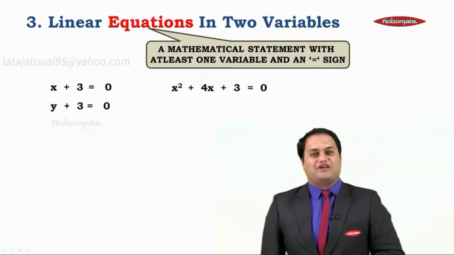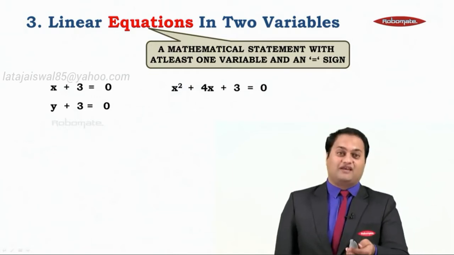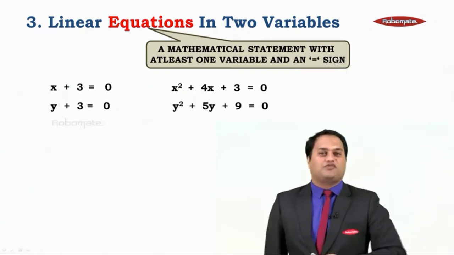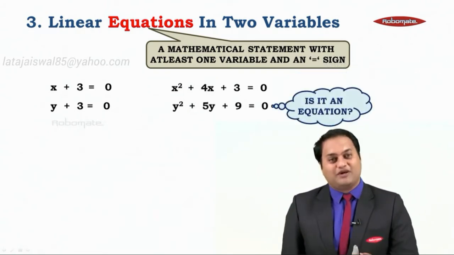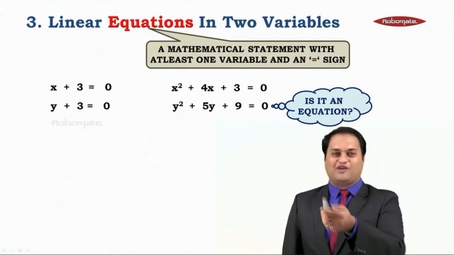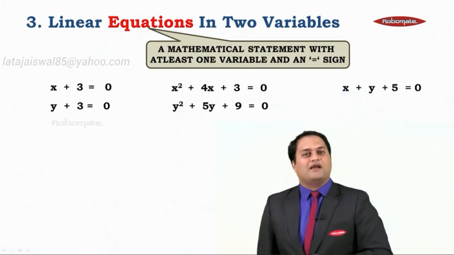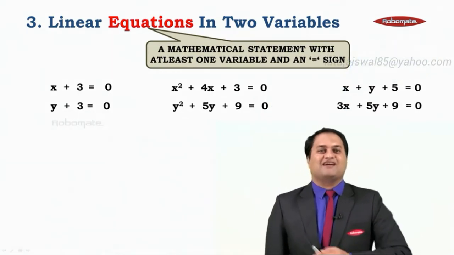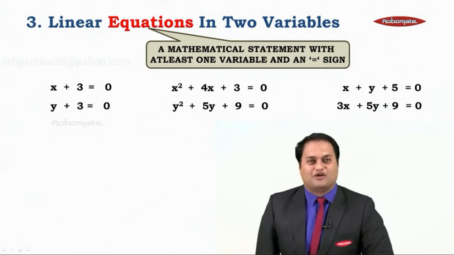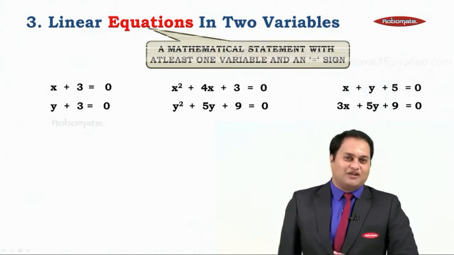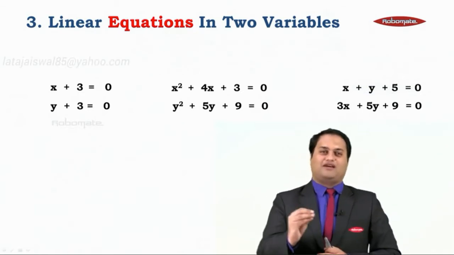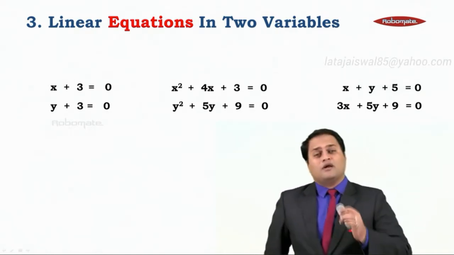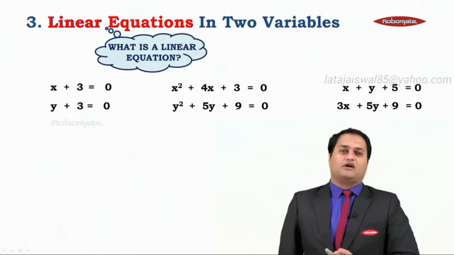X square plus 4x plus 3 is equal to 0, is this an equation? Yes, equal to sign, variable x, has to be an equation. Y square plus 5y plus 9 is equal to 0, is it an equation? Yes. Why? Equal to sign, variable, equation. X plus y plus 5 is equal to 0, is it an equation? Yes. 3x plus 5y plus 9 is equal to 0, is it an equation? Yes. So we now know what is an equation: a mathematical statement with an equal to sign and at least one variable, right? But in this chapter we will be dealing with a linear equation.